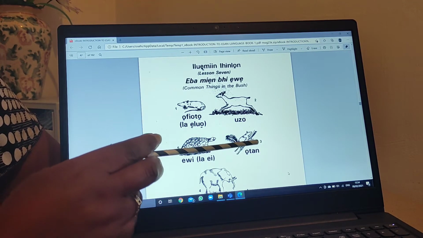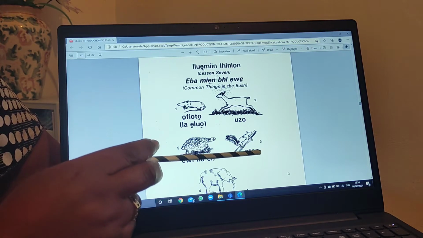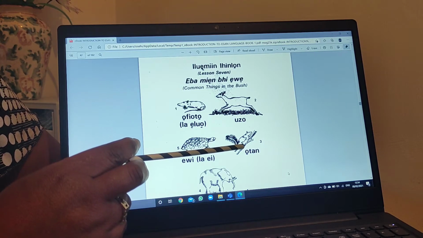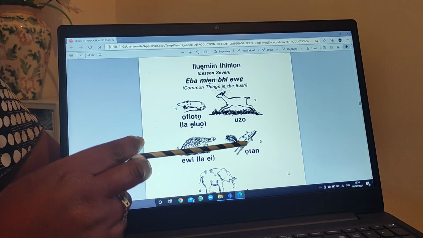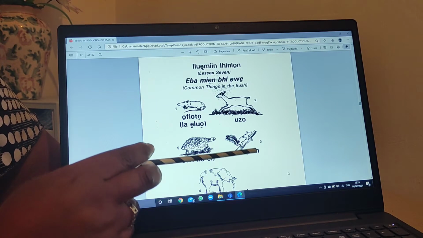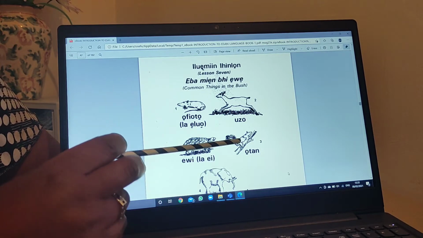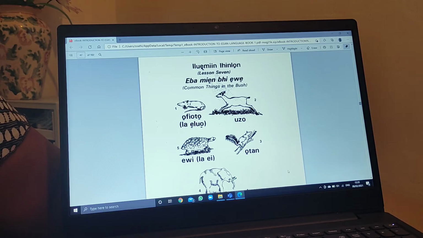Otan is very common in Esan bushes as well. And I know those who live in the diaspora, you see squirrels all the time in the parks. Obviously, it's very common to see them, especially in the UK. You see a lot of squirrels in the parks. Yeah, so squirrel is very common in Esan bushes.